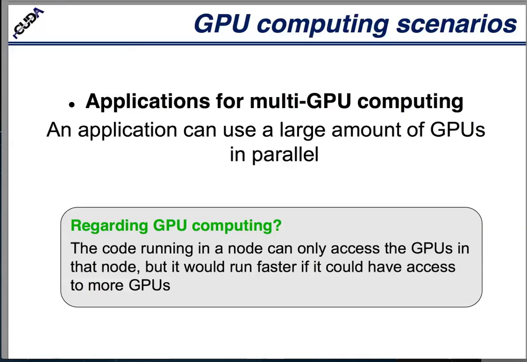And the fourth scenario, applications for multi-GPU computing. In today's high-performance computing clusters using GPUs, an application running in one node is limited to using the GPUs in that node. So you have an application in one node that could use more than the GPUs connected in this node, but it is limited to the GPUs in the node. You have only 2 GPUs per node, so the application can only use these GPUs, although it could use more GPUs if they were accessible.